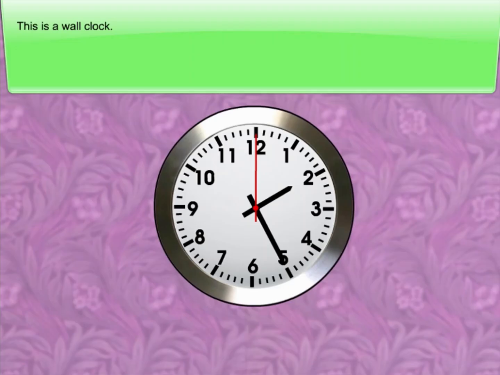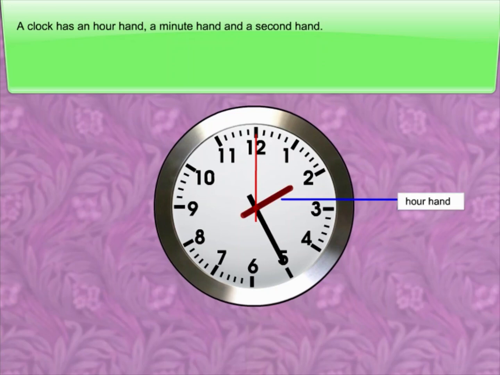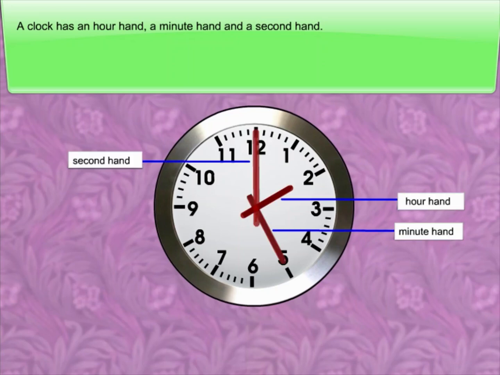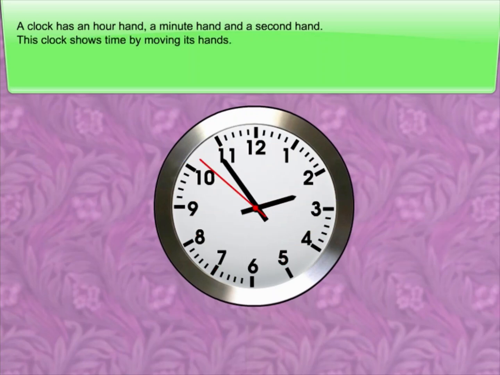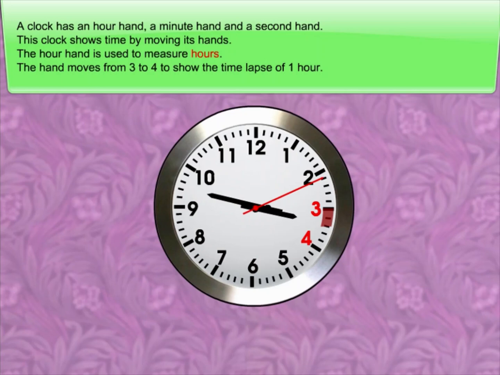This is a wall clock. There are hands, scales, and numbers on its face. A clock has an hour hand, a minute hand, and a second hand. This clock shows time by moving its hands. The hour hand is used to measure hours. The hand moves from 3 to 4 to show the time lapse of 1 hour.